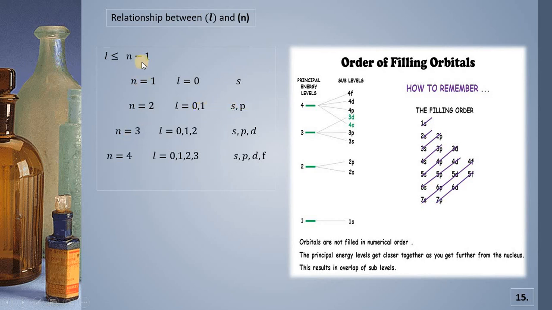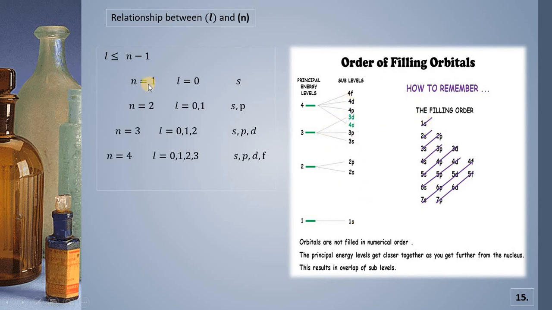So when N is 3, L will be what? 0, 1, and 2. That will be 3 minus 1, which is 2. So L will now be 0, 1, 2, so it will occupy the S, P, D subshells. And when N is 4, 4 minus 1, that's 3. That will be 0, 1, 2, 3, so it will now occupy the S, P, D, F subshells.